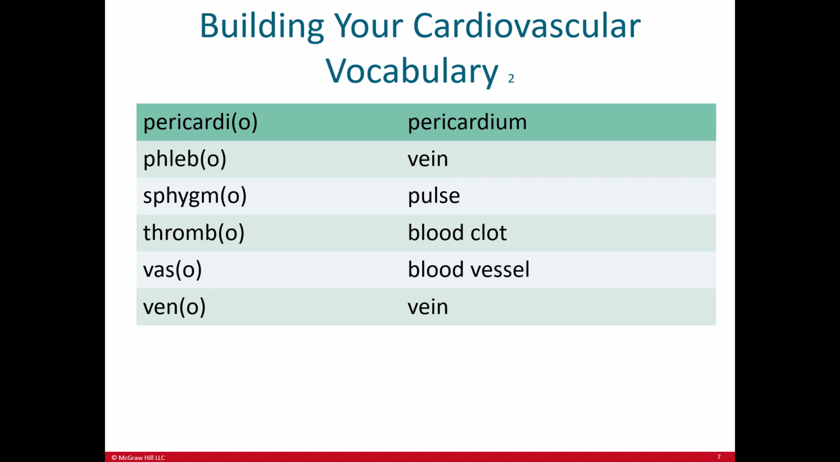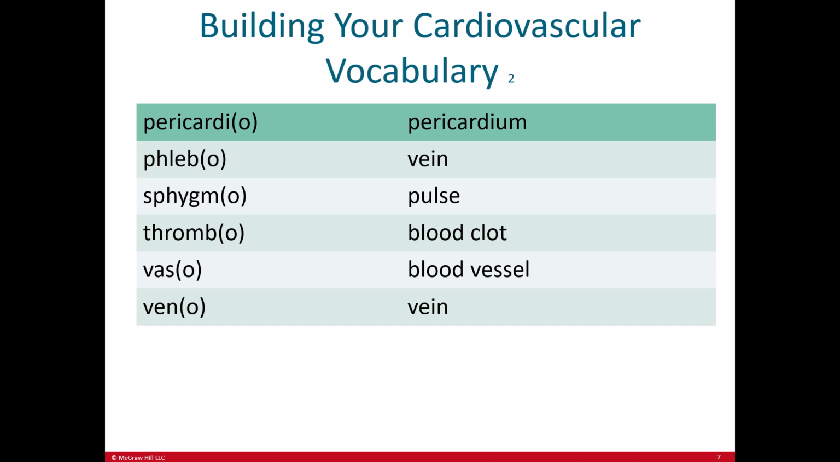That's the layer that surrounds the heart. Remember, peri is our word for around, our prefix. Phlebo means vein, hence the term phlebotomy. I'm sure you've heard of that. Sphygmo means pulse. And we will talk about that with the sphygmomanometer. That's the technical term for a blood pressure cuff.